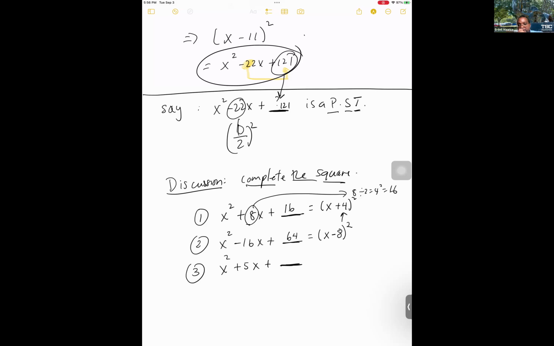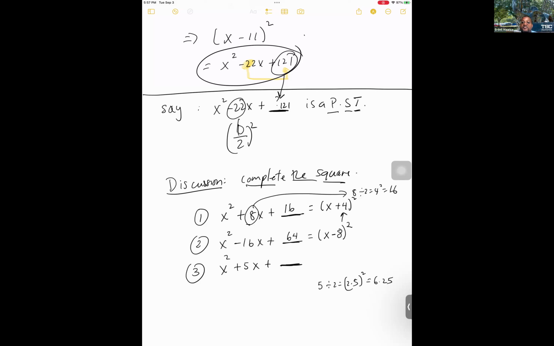And the last one, someone help me. The last one, the tricky one. 6.25. 6.25 is correct. How do you get that? You divide 5 by 2, and then you multiply that, 2.5, by 2.5. And 2.5 squared is 6.25.